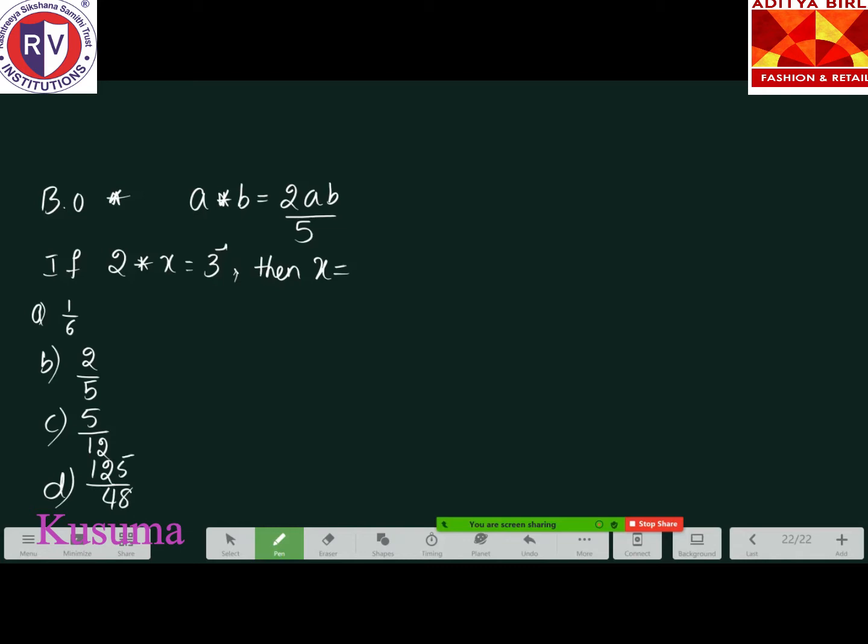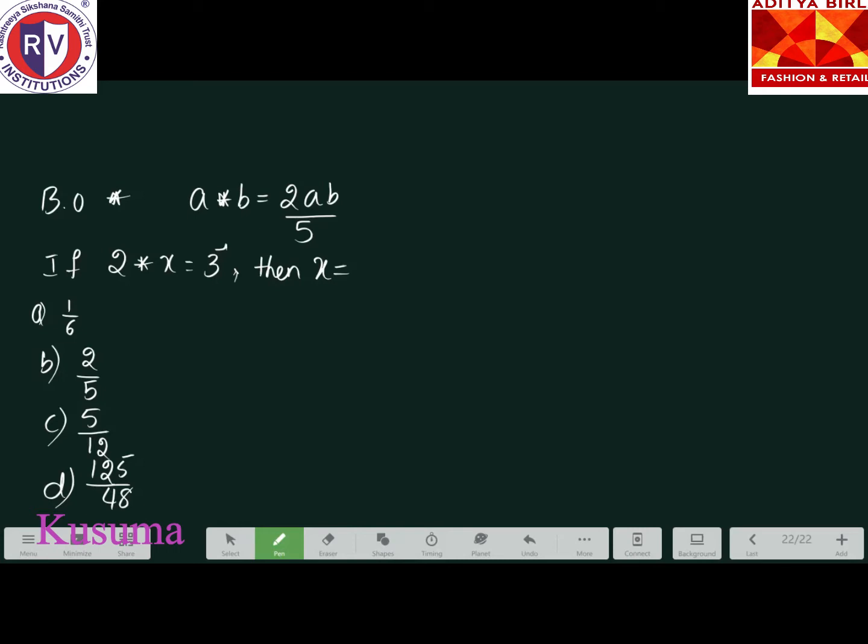See here, if the given binary operation was multiplication, we would have written 3 inverse as 1 by 3. But here the given binary operation is not just multiplication. The definition of the binary operation is 2AB by 5. So to find the inverse of the number 3, we have to look at the nature of the inverse element and find the identity element for the given binary operation.